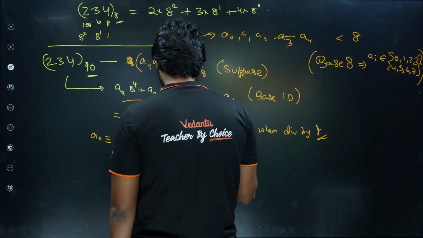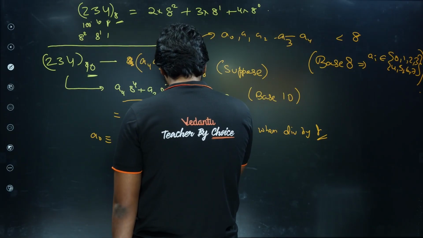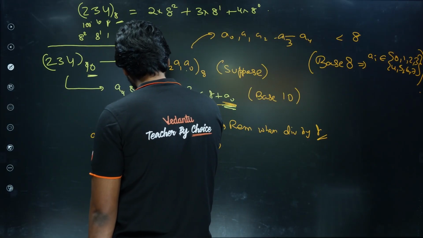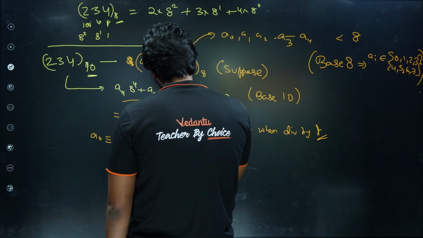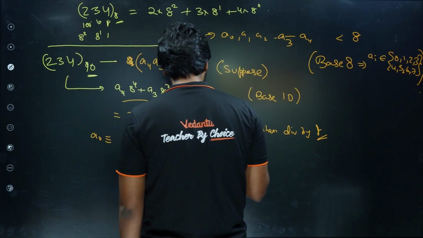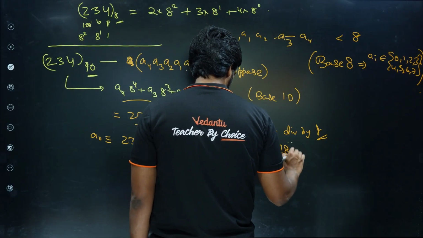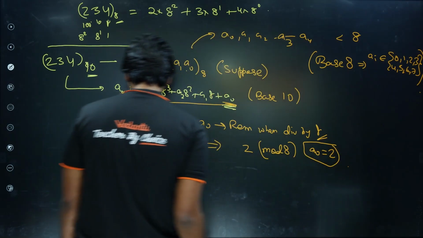So I have 200, which is already divisible by 8, and 32 is divisible by 8, so this has to be 2 mod 8. So a0 is 2. Okay.